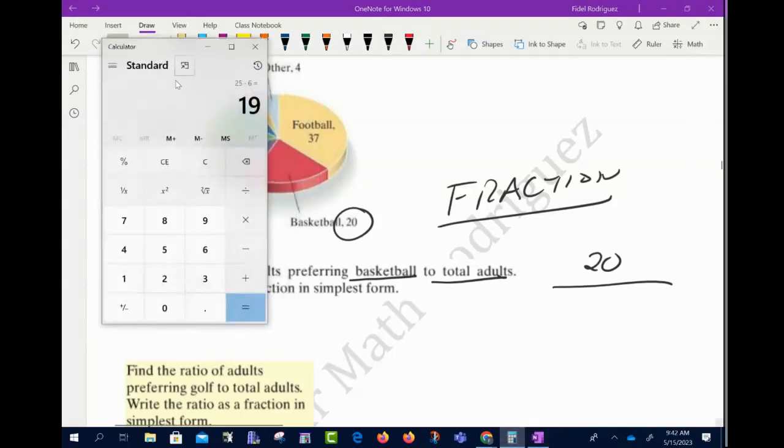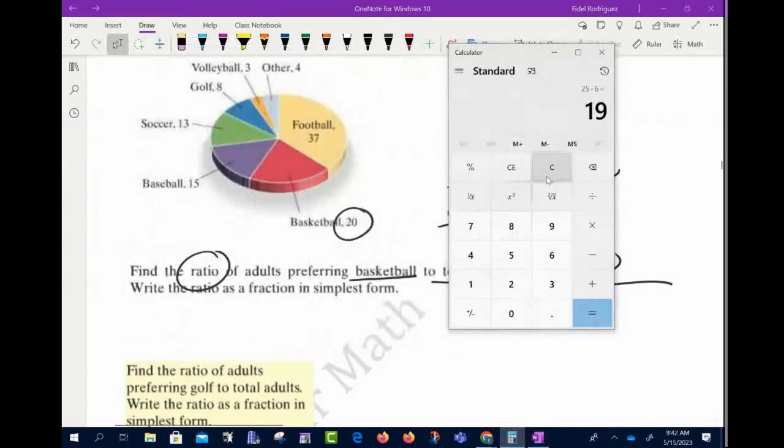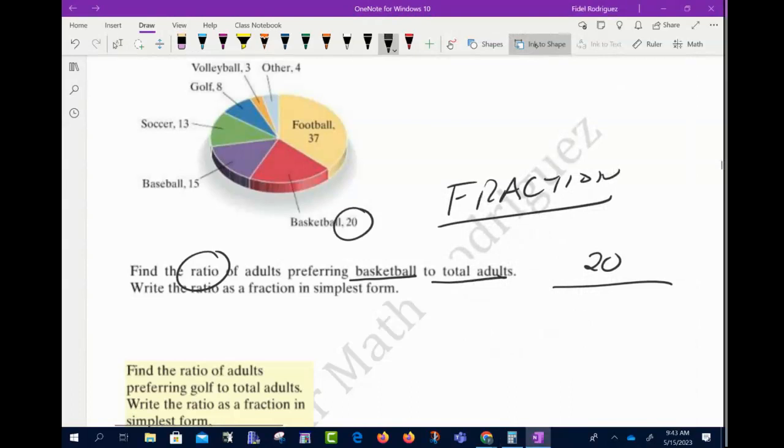The bottom number is going to be total adults. So y'all, we're going to grab our calculator real quick, and we're just going to add up all those numbers. So 20 and 37 and 4 and 3 and 8 and 13 and 15. And that's a total of 100. Okay. Now, so there it is, right? But look what it tells me to do. Write it in its simplest form. Question, can I get rid of that zero and that zero? Okay, so look, now we have a 2 over 10.